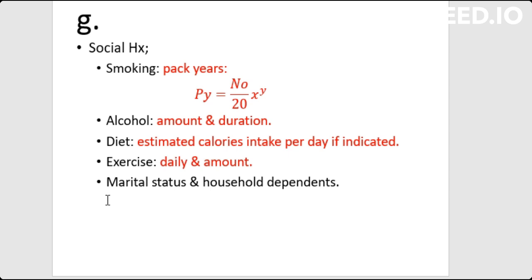The other important thing is marital status and household dependence, because maybe you have finished taking care of the patient in the hospital and you want to discharge the patient. So you need to know if the patient will receive help when he or she goes back home. That's how you inquire the history of household dependence.